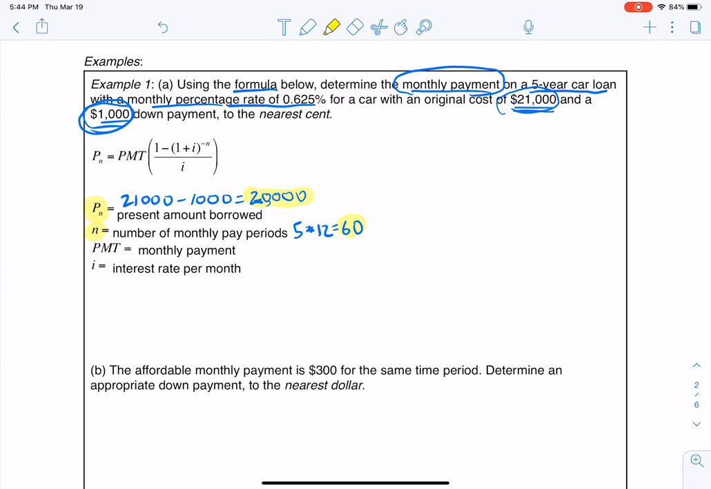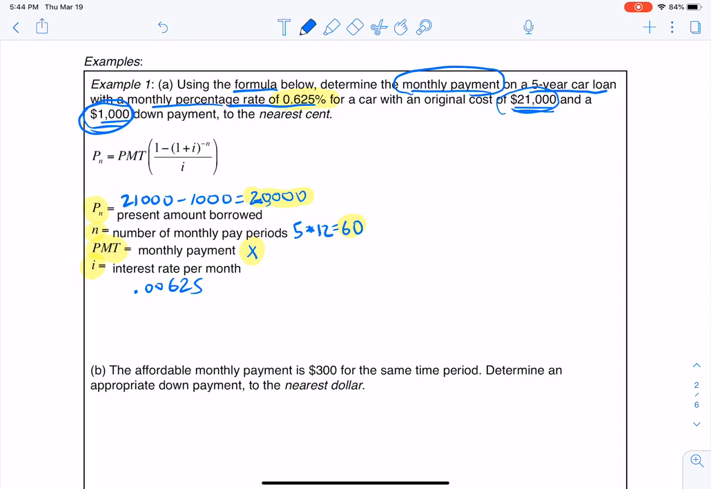Then we're given this three-letter variable, PMT, which represents our monthly payments. Just so we don't have to write those three letters quite a bit, let's just say PMT is x. Next we have our interest rate. Our interest rate is told to us as 0.625%. We'll need to write that as a decimal, so 0.00625.